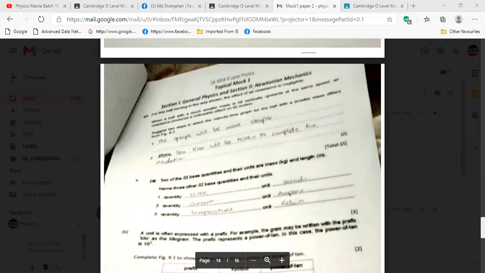So the graph will be more steeper. So the mass will decrease, so the acceleration should increase. They're inversely proportional, that's why.